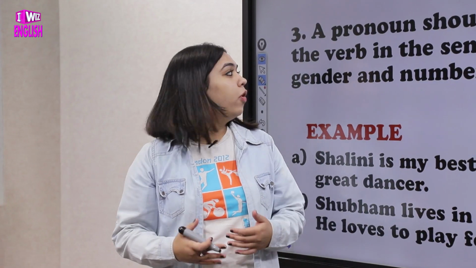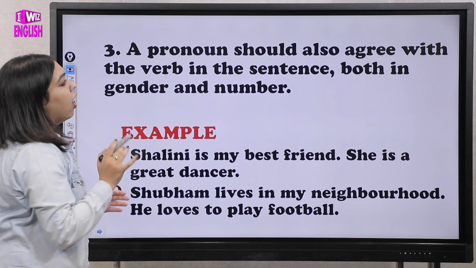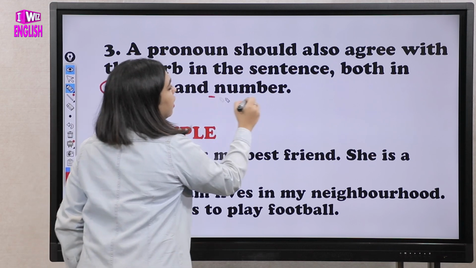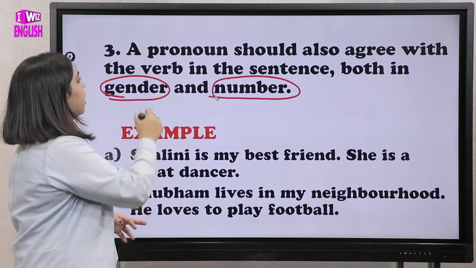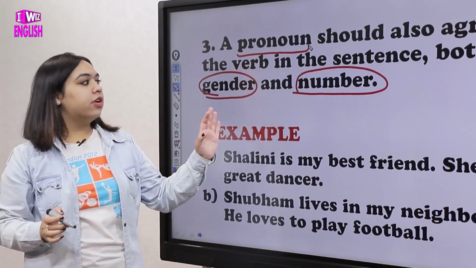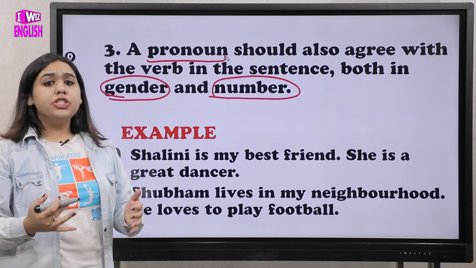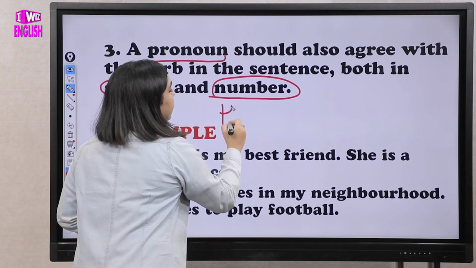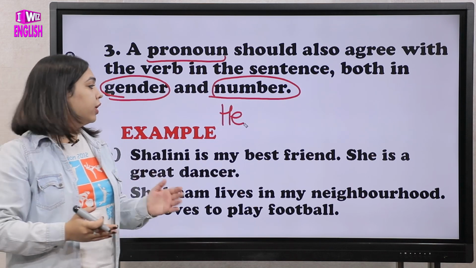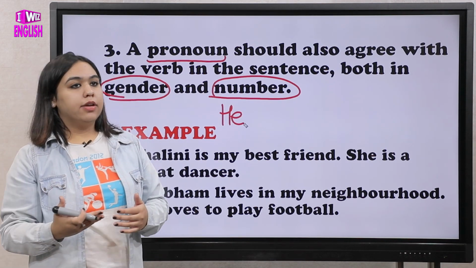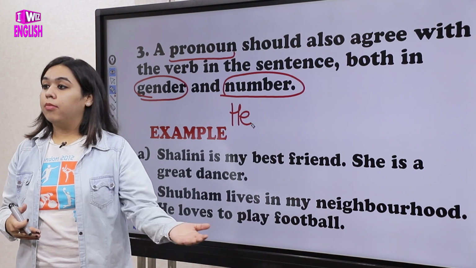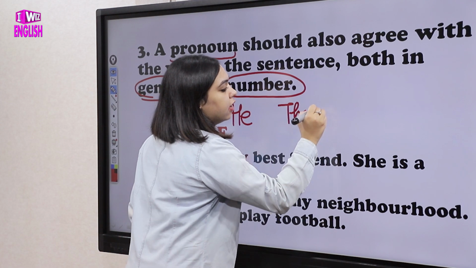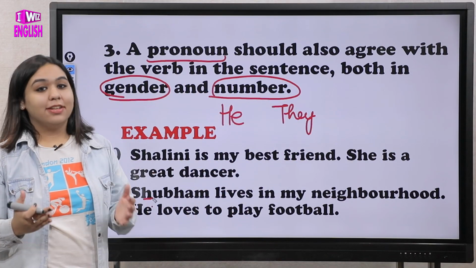Now the third point is that a pronoun should also agree with the verb in the sentence, both in gender and in number. Now this point is very important, that the pronoun should agree with the gender and the number. Let me tell you how. Initially I was talking about one of my friends, just one. And then I used the word that he likes to play guitar. But when I talk about more than one, if I say Lalit and Ram, now they are two, they are plural. And then I will say that they love to play guitar.